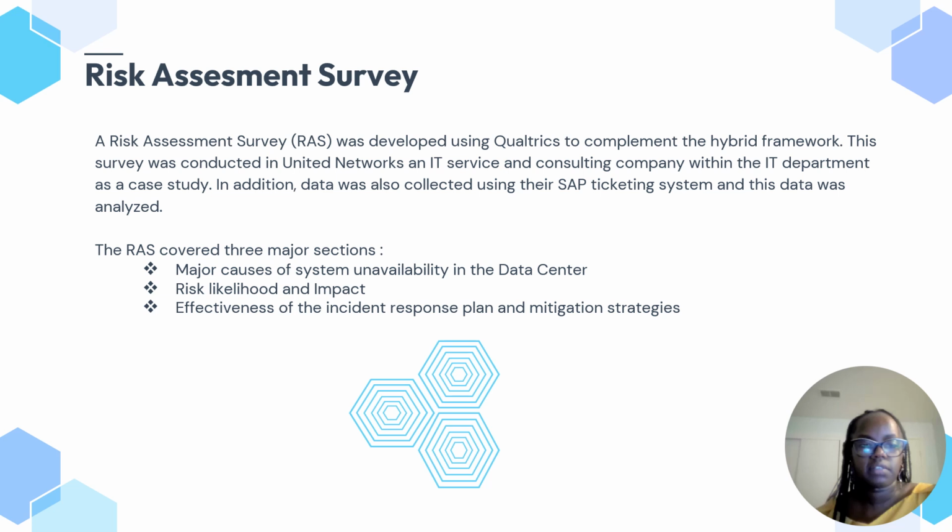A risk assessment survey was constructed to complement the hybrid framework. This was developed using Qualtrics. It was conducted within the IT department of United Networks. In addition to this, data was collected using the SAP ticketing system, and this data was analyzed. The risk assessment survey covered three major sections: the major causes of system unavailability in the data center, the risk, likelihood, and impact, and the effectiveness of the incident response plan and mitigation strategies.